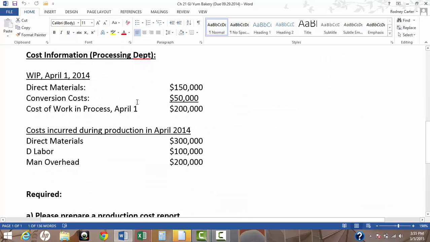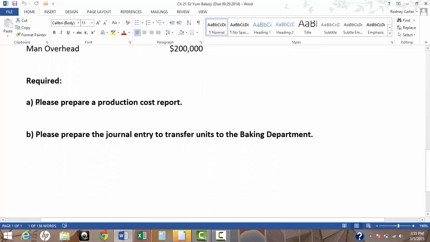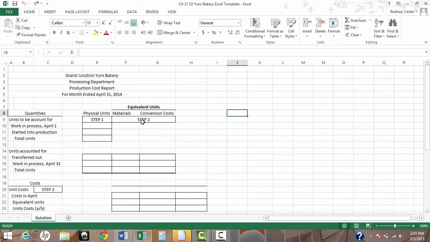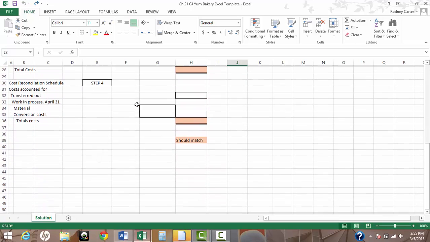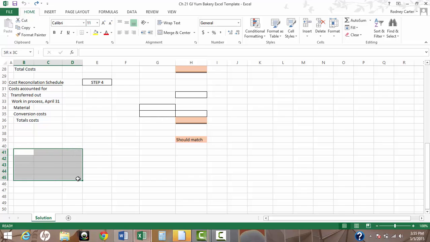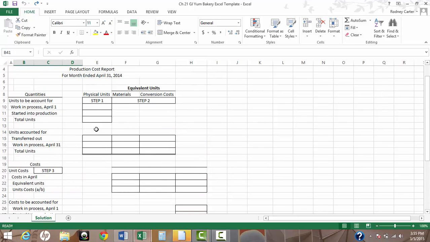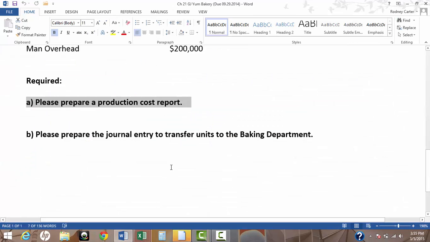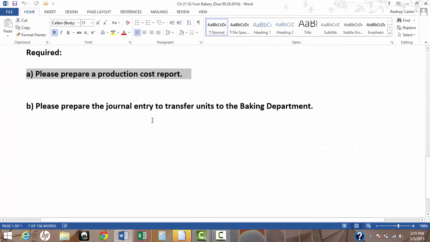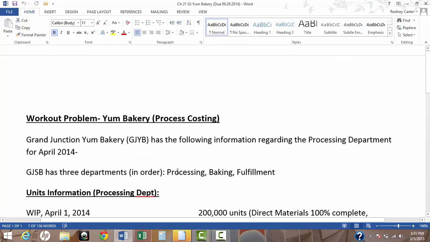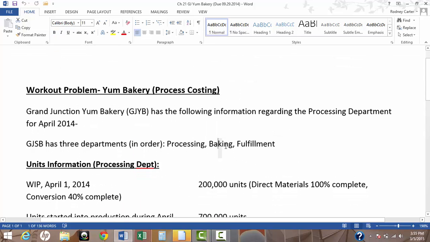You've been given the following information, and we are going to prepare a production cost report using a 4-step template that I've provided. This template will help us get to the point where at the end we can journalize a journal entry to move the amounts we need from the processing department to the baking department.